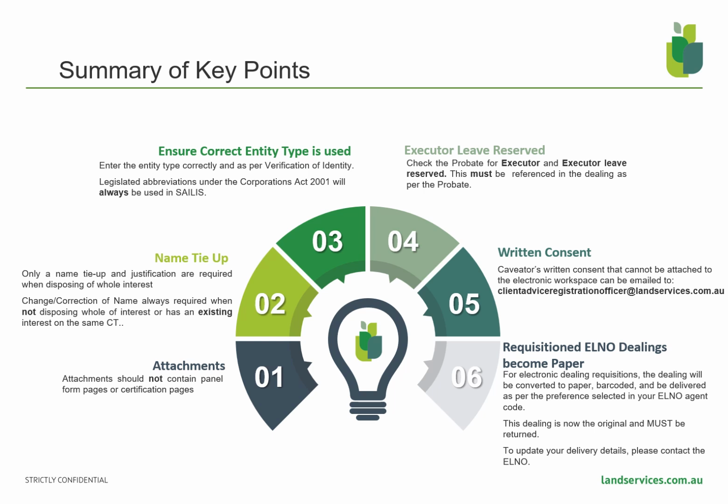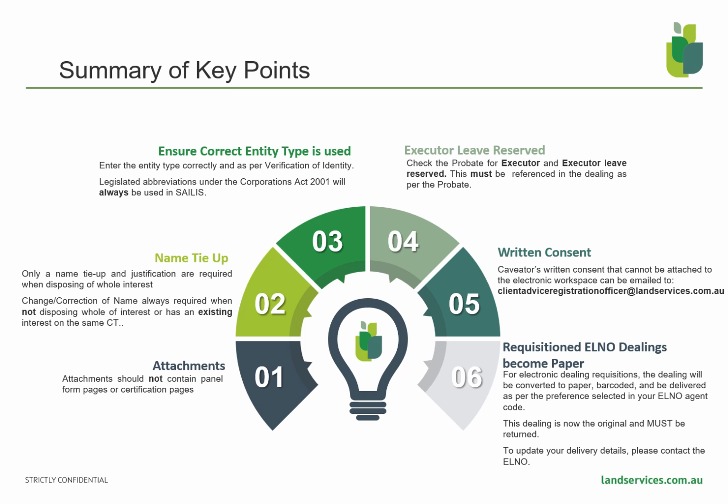To summarise the key points of today's webinar. Point 1. Attachment should not contain panel form pages or certification pages. Point 2. Where a party has changed their name and is disposing of their entire interest, a name tie-up and justification is required. Where the party whose name has changed is remaining on the certificate of title and is not disposing of their entire interest, or has an existing interest in the same CT, an application to note change or correction of name is insisted upon.